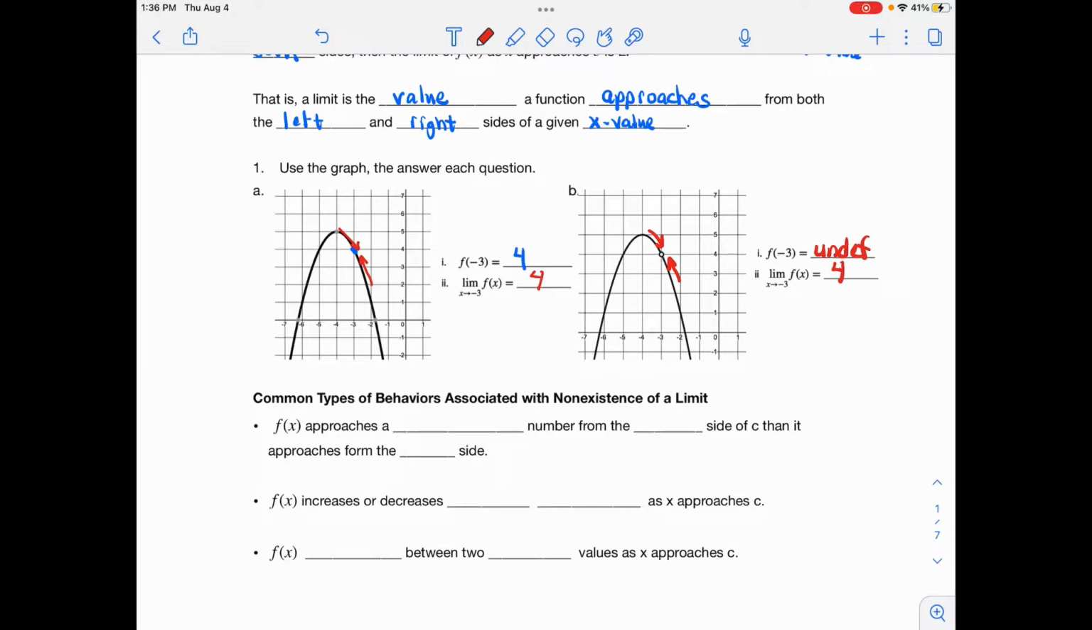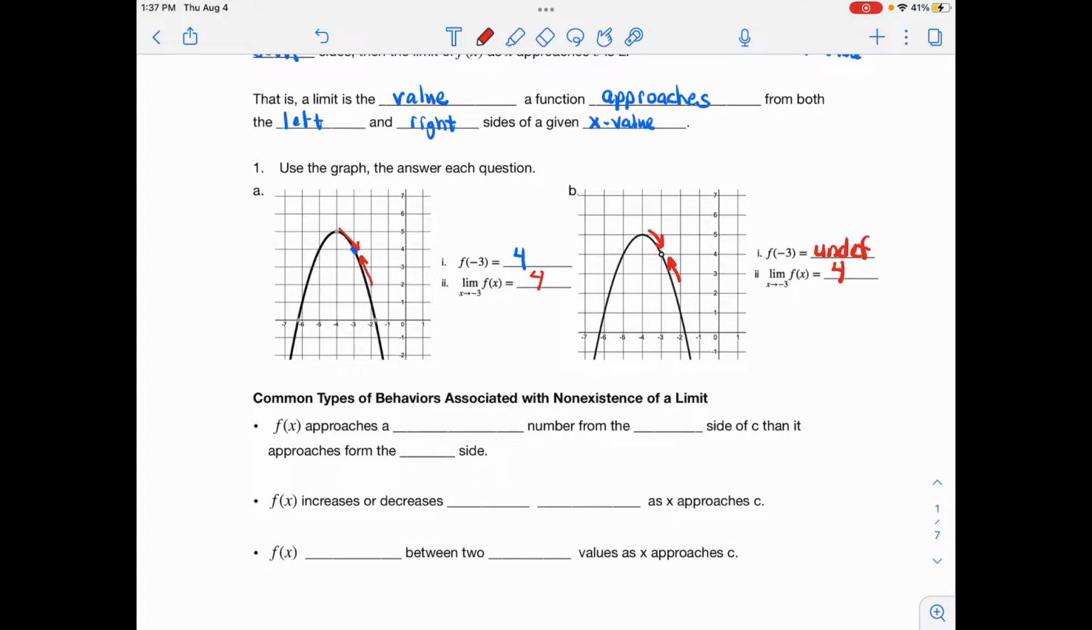So the function value and the limit do not have to be the exact same thing. We're just saying what is the pattern of the graph approaching from the left and the right as it gets arbitrarily close to this x value, in this case -3.